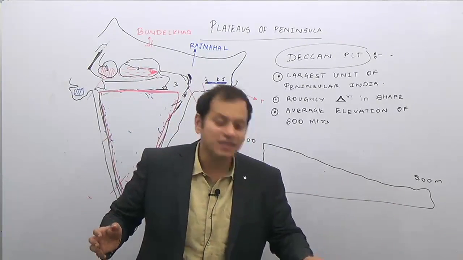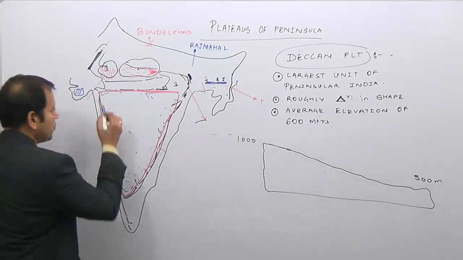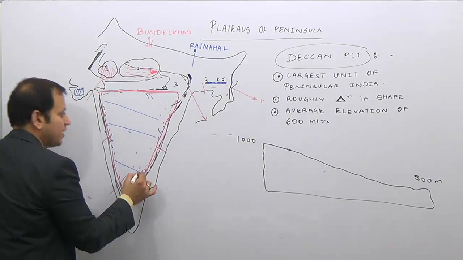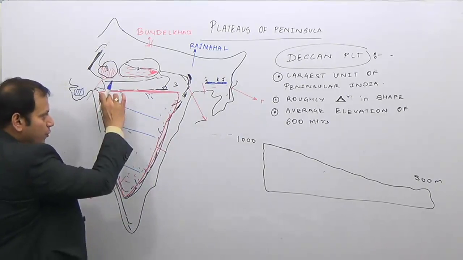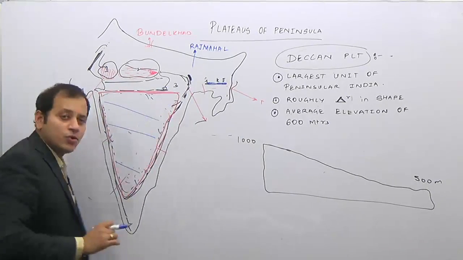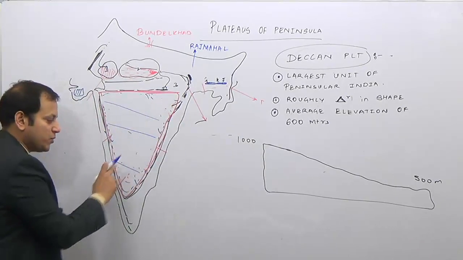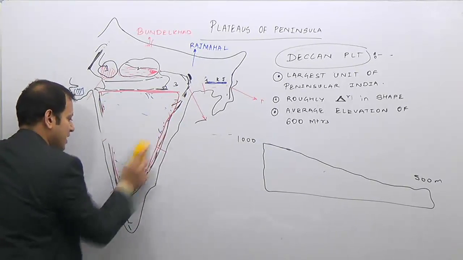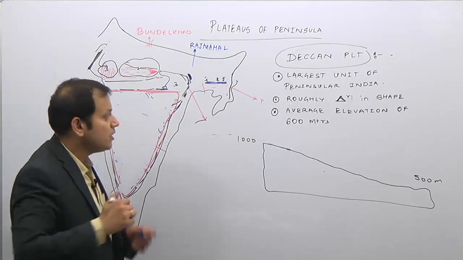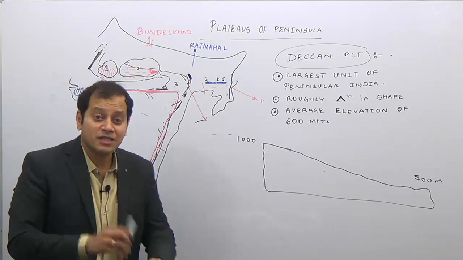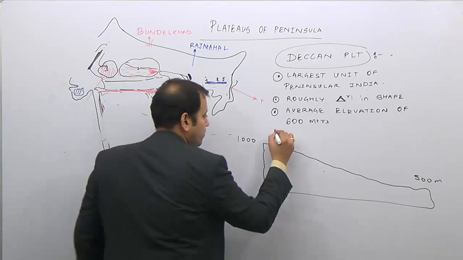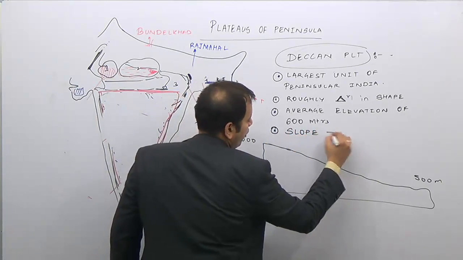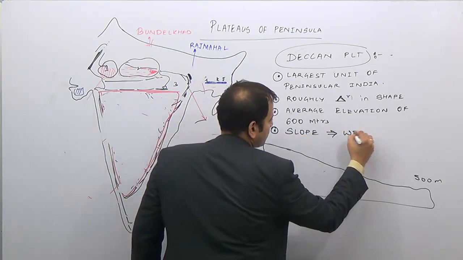Therefore, the major rivers of the peninsular plateau, Godavari, Krishna, Kaveri, how do they flow? They flow from west to east. So the Krishna flows from west to east. Kaveri flows from west to east. So the average elevation is 600 meters, while the slope is from west to east.